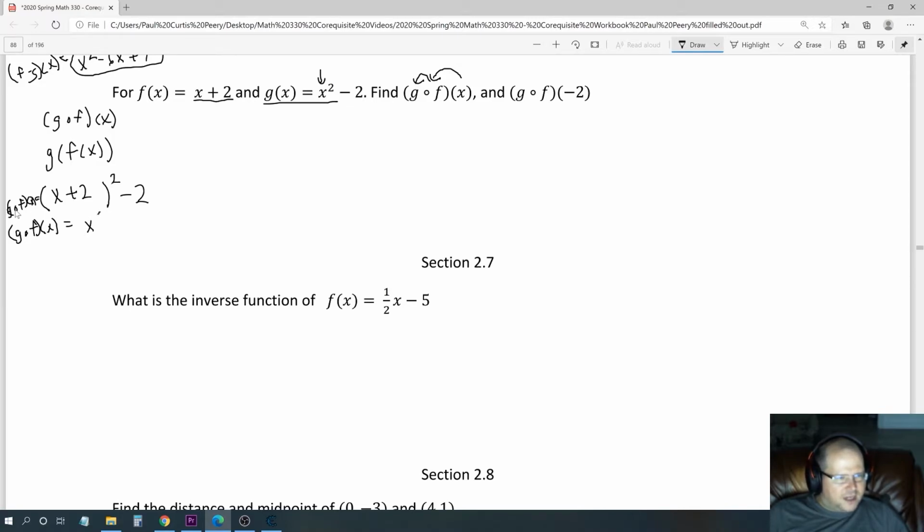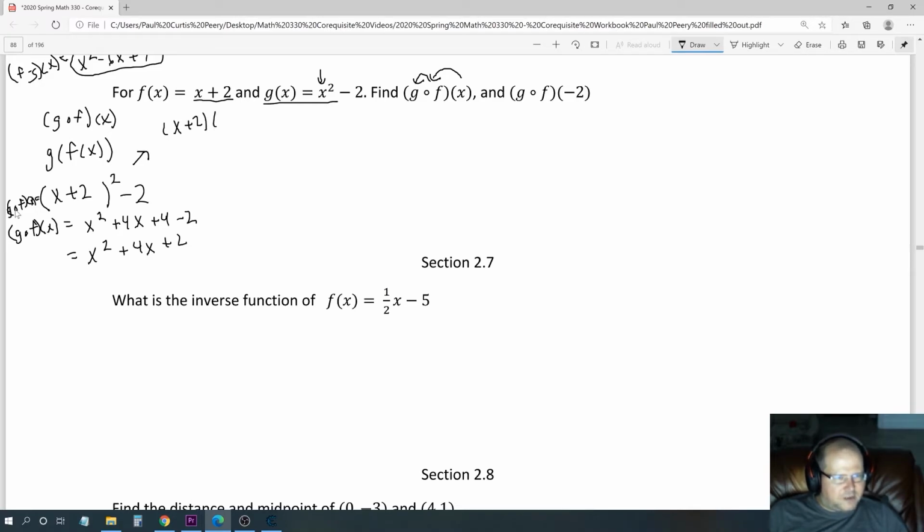I'm just using a pattern on this one, but that would give you something like x squared plus 4x plus 4 minus 2. And then you would continue to simplify this as x squared plus 4x, 4 minus 2, which would give you a plus 2. And I just used a pattern on that mentally, but let's say you don't know the pattern or you don't like the pattern, that's okay.